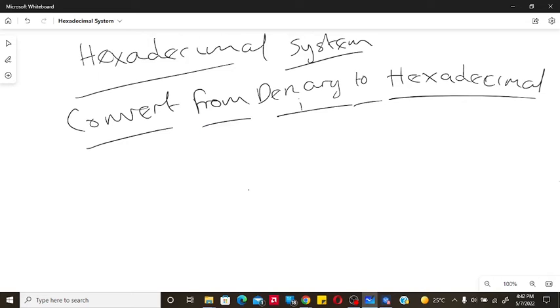The denary system uses base 10, whilst the hexadecimal system uses base 16. And again, if you don't know where these bases are coming from, watch the previous video where I explained it, and in this video I'm simply going to show you how to convert from base 10 of the denary to base 16 of the hexadecimal.